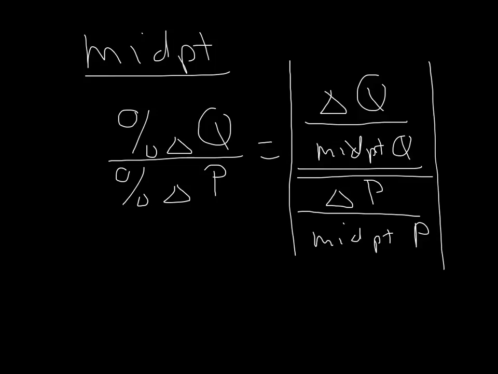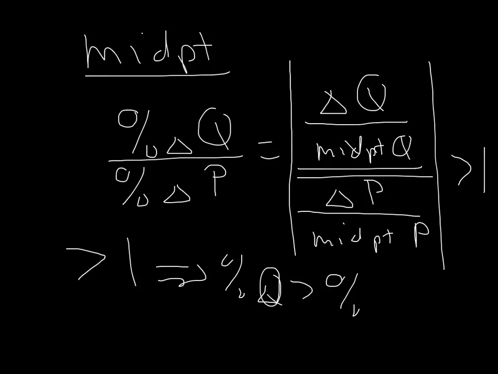And for both of these formulas, if the value is greater than 1, think about cross-multiplying. That would imply the change in quantity is greater than the change in price. So if quantity changes more than price, that means people are very responsive to the change in price. So therefore, this would indicate either an elastic demand or an elastic supply.